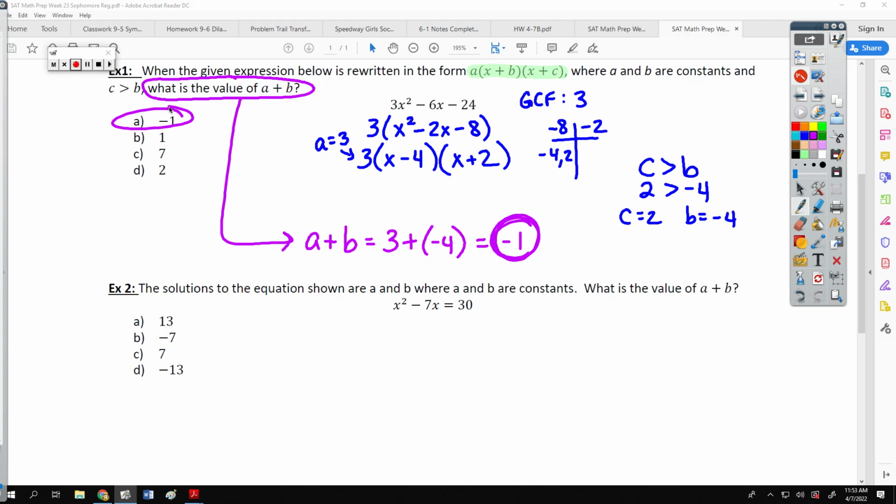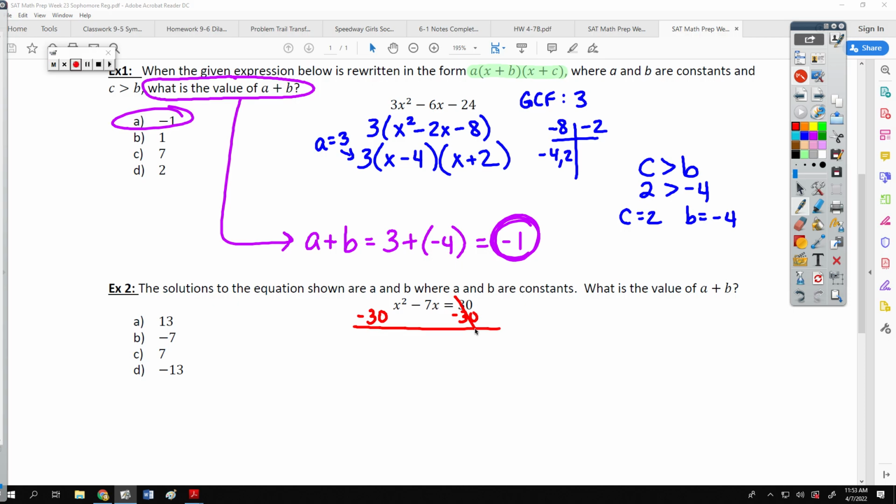On example 2, it says solutions to the equation shown are A and B, where A and B are constants. What is the value of A plus B? So we should recognize, based on the x squared in this problem, that this is a quadratic equation. When we solve a quadratic equation, we have several options for the method, but the easiest method is by factoring. If we want to solve a quadratic equation by factoring, the first thing we have to do is move all of the terms in the equation to one side.